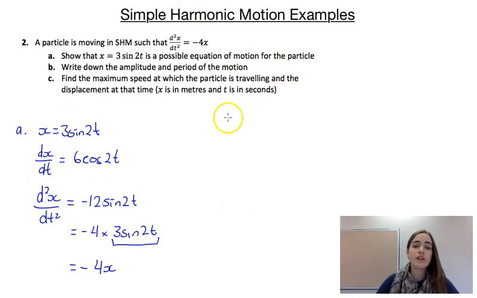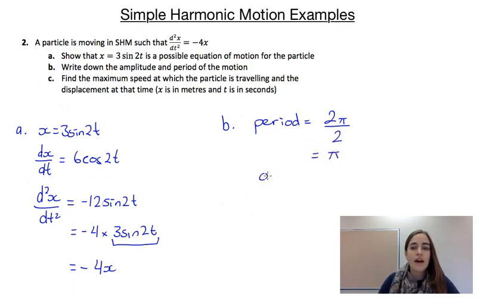Part B of our question asks us to write down the amplitude and period of motion. So we're looking at this displacement function here. The period of that wave is going to be given by 2 pi divided by the coefficient of t, which is 2. So our period will just be pi. And our amplitude is given by the coefficient out the front, so our amplitude will be 3.